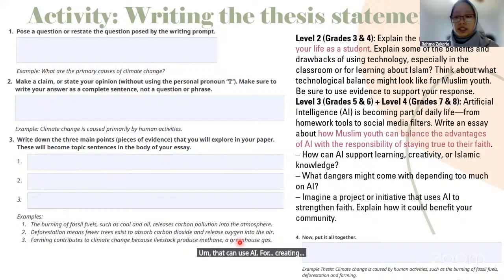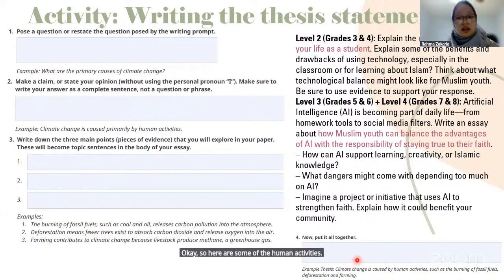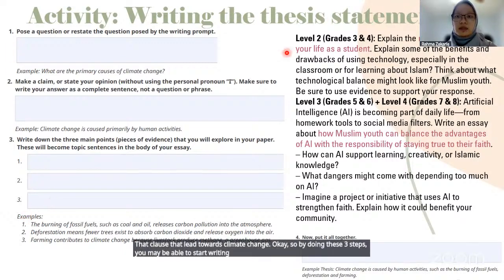And then we'll put it all together. So going back to that climate change example, we see how first we have our big idea, climate change is caused by human activities. And then we talk about the main points that we're going to expand on in our essay. Okay, so here are some of the human activities that lead towards climate change. Okay, so by doing these 3 steps, you may be able to start writing our thesis statement to convey our big idea.